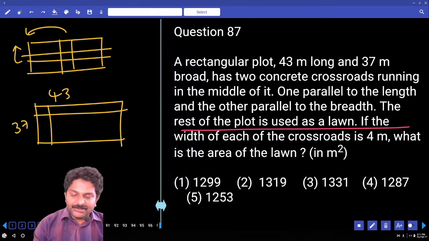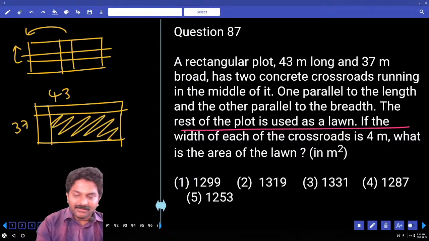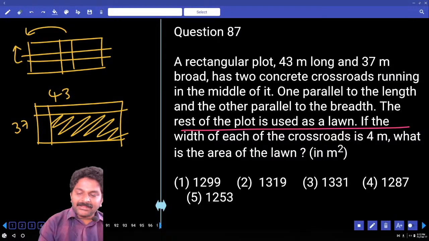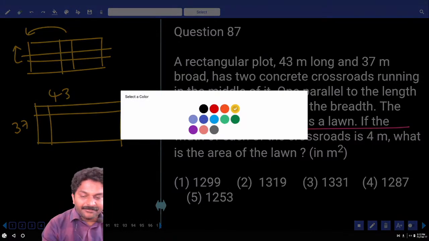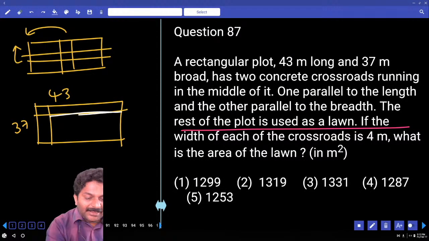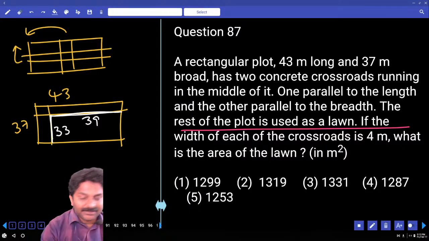The rest of the plot is used as lawn. That means this is lawn. The width of each crossroad is 4. Then the length of the inner rectangle becomes 43 minus 4, 39. Breadth of the inner rectangle is 37 minus 4, which is 33. Now we were asked to calculate the lawn area. Area of the lawn is 33 into 39.